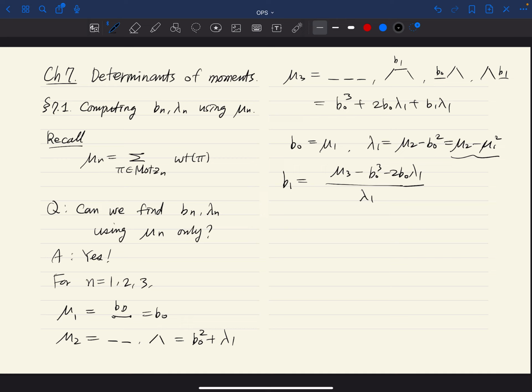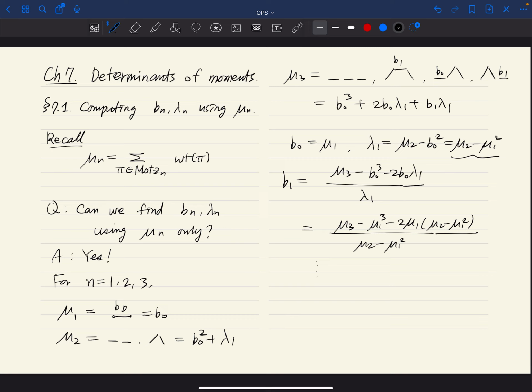Is that right? Yeah. And so if you write lambda 1 equals mu 2 minus mu 1 squared, mu 3 minus this is mu 1 cubed minus 2 mu 1. It's complicated, but everything is in terms of mu. You may now be convinced that if you do this over and over, then we should be able to find all the b's and lambdas.